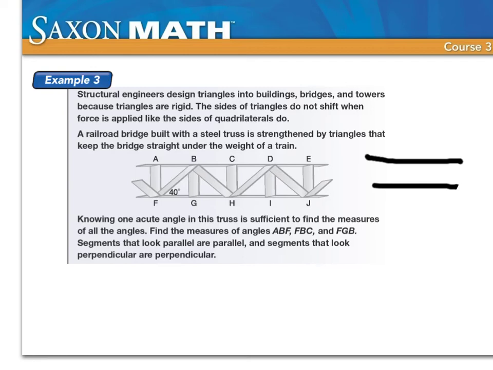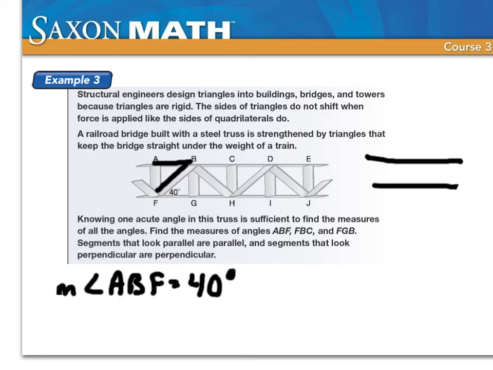So it says find the measure of angle ABF. We want the measure of angle ABF, and ABF is this one right here. Well, I know the angle ABF has to be 40 degrees, because look at this. If this one's 40, we have two parallel lines cut by a transversal, remember? Angles on the inside of the parallel lines and on alternate sides of the transversal, so one on the right side, one on the left side, one on top, one on bottom, those are alternate interior angles. They are equal to each other. So it's got to be 40 degrees because it's alternate interior.